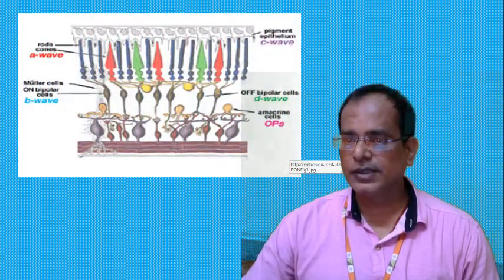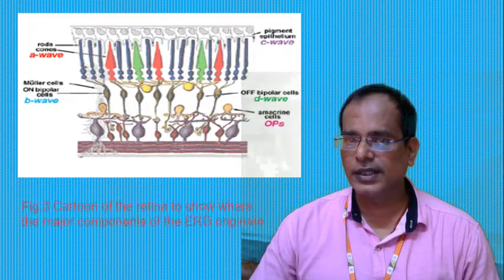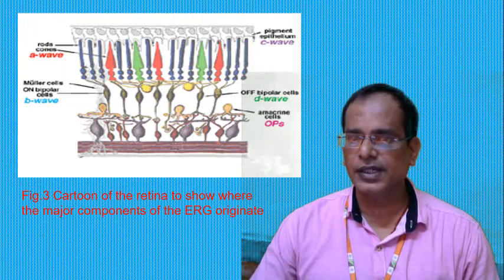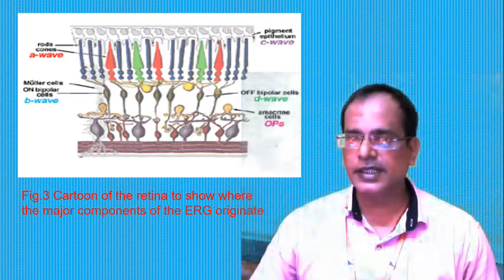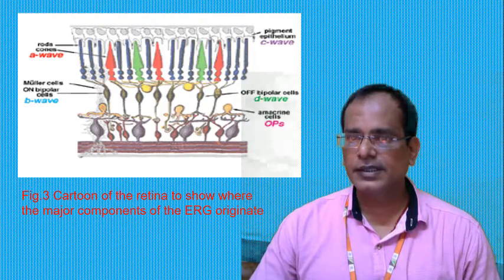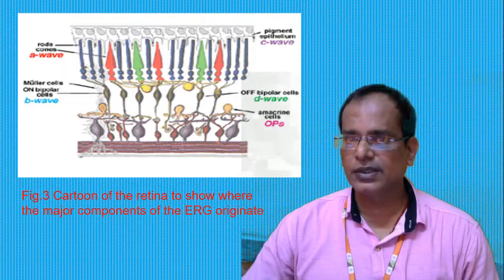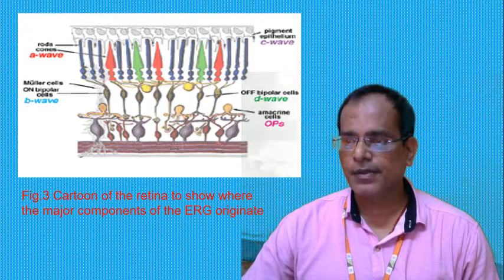So now you are seeing here what is called a cartoon of a retina to show where the major components of the ERG originate. So where the electroretinogram, that is the electrical signal, is originating, you can see where the A wave is generated due to the rods and cones, and you are going to learn it from this figure.